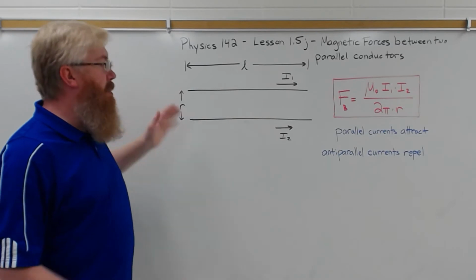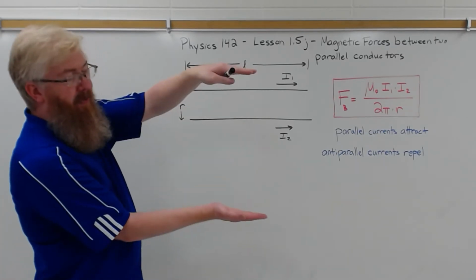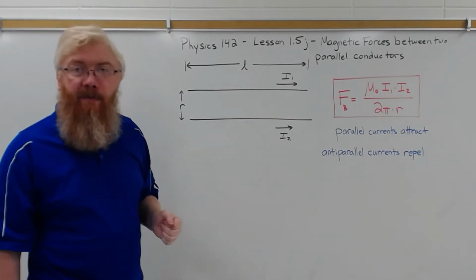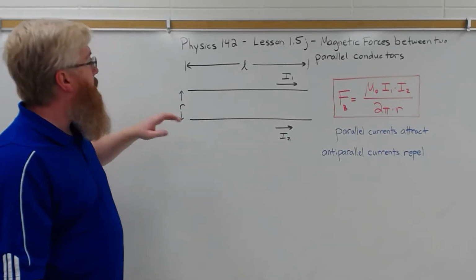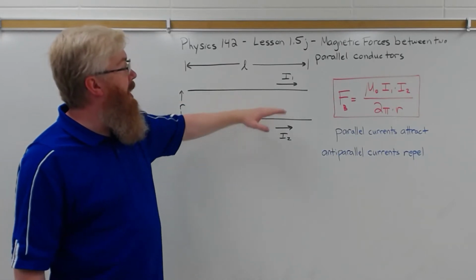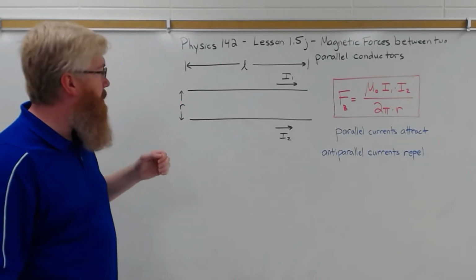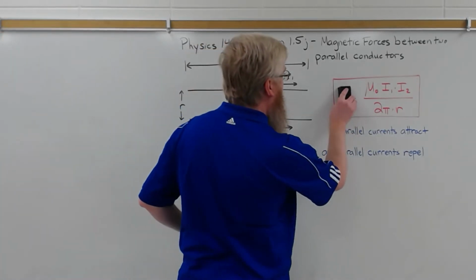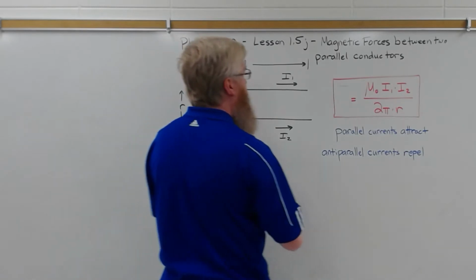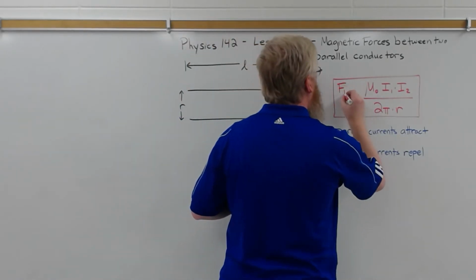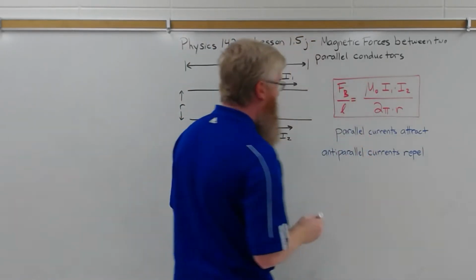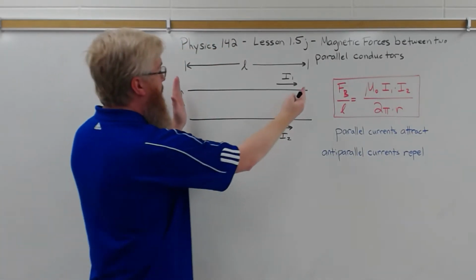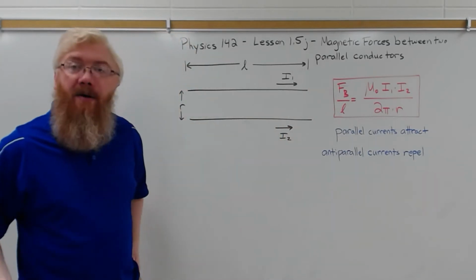So this separation could be very large, it could be meters or kilometers apart, or they could be very close, millimeters apart. So we're going to look at the force per unit length. So I have this drawn wrong. Let me correct that quickly. Magnetic force per unit length is equal to the following equation. And the length is just the length of the two wires. We're assuming both wires have the same length.